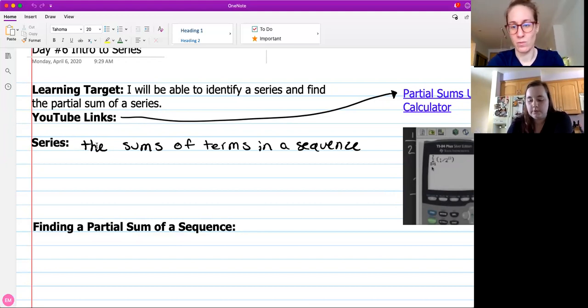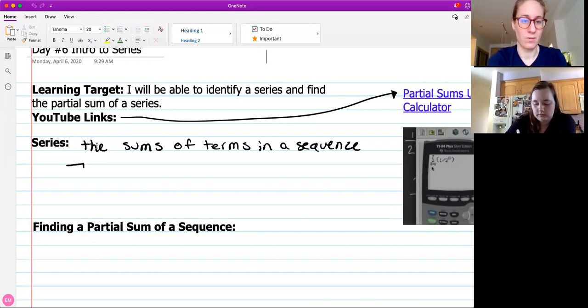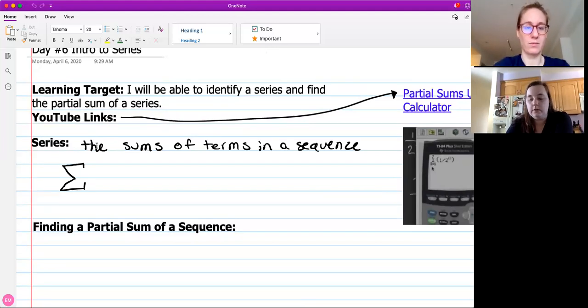So our notation for series is what's called a summation, and it looks like this, more or less. I am terrible at drawing these, so bear with me. And that's called the summation notation. You'll see that a lot in calculus. I think at the end of calculus is when you see that. But yeah, so that's what it is.